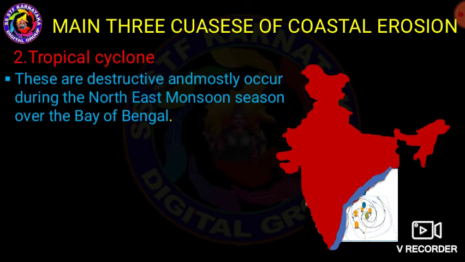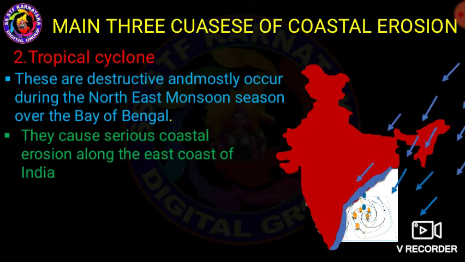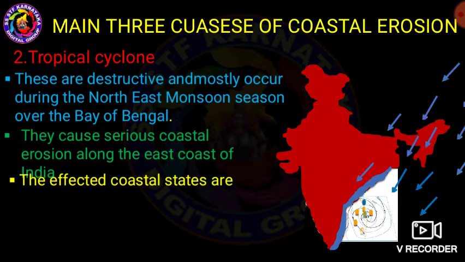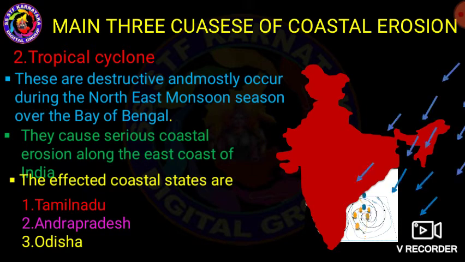My dear students, tropical cyclones are destructive and mostly occur during the northeast monsoon season. In the northeast monsoon season, over the Bay of Bengal, they develop. Then they cause serious coastal erosion along the east coast of India. The affected coastal states are, one, Tamil Nadu, second, Andhra Pradesh, and third, Odisha. These are the tropical cyclone effects on coastal erosion.